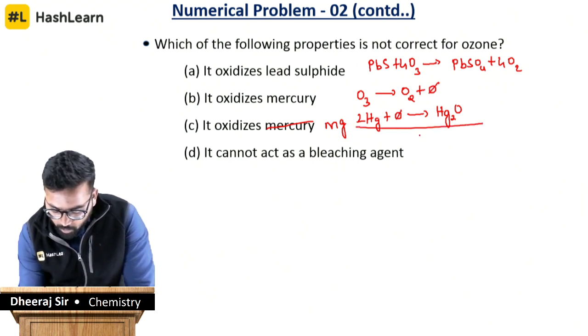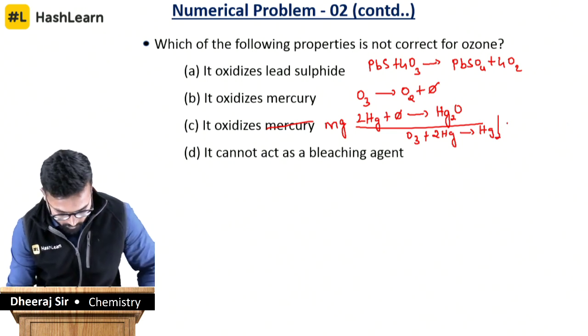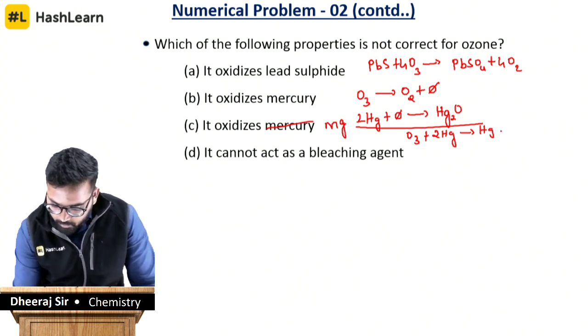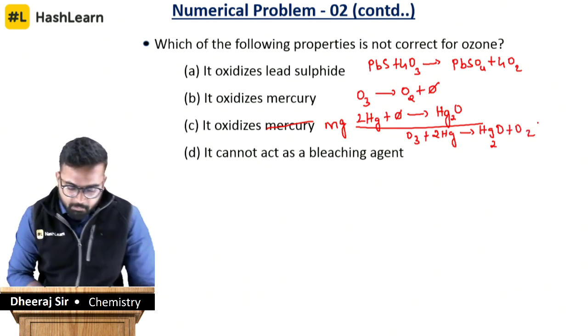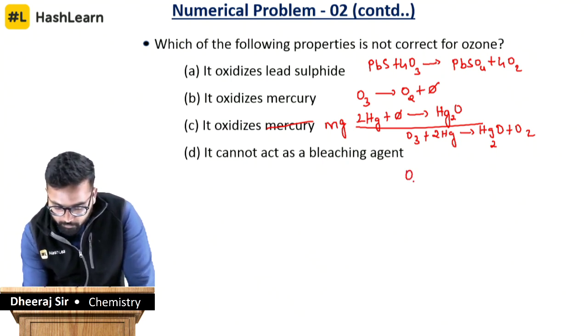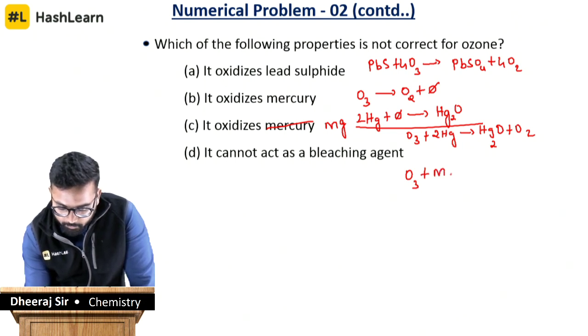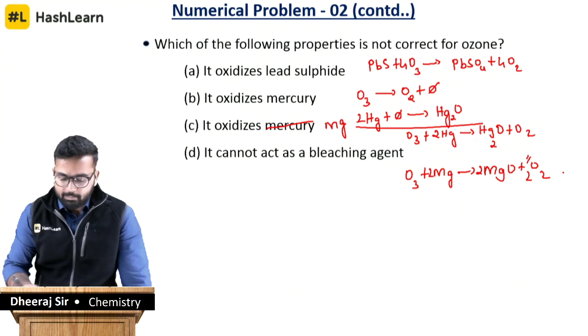You can balance the reaction this way and cancel out the common terms. The overall reaction will become O3 plus 2 Hg giving Hg2O plus O2. So it definitely oxidizes mercury. The same holds good for magnesium. O3 definitely will be able to oxidize magnesium: O3 plus magnesium gives magnesium oxide plus oxygen. You can balance the reaction by giving half O2, making it a fully balanced chemical reaction.